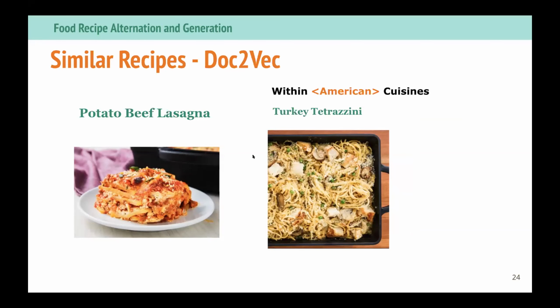By comparing recipe embedding similarity, we could search for similar recipes from different cuisines or from different diet catalogs. For the tomato beef lasagna, the most similar American recipe is turkey tetrazzini, which I believe is spaghetti with chopped turkey and a lot of cheese. That's pretty American, right?